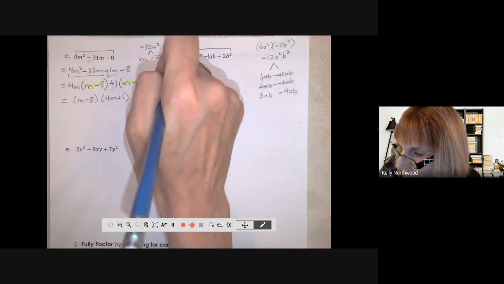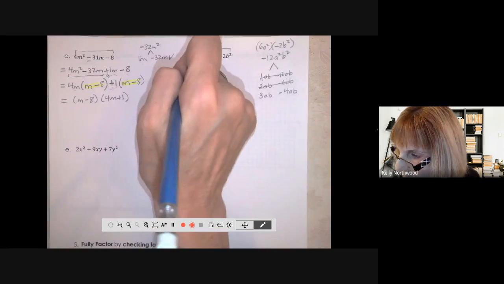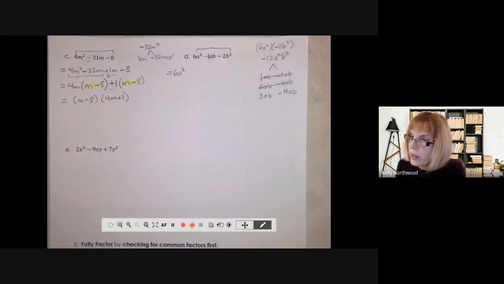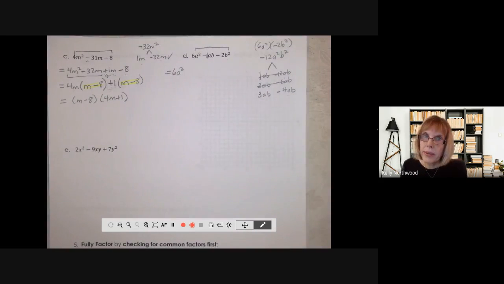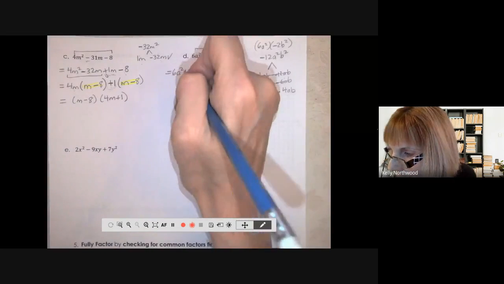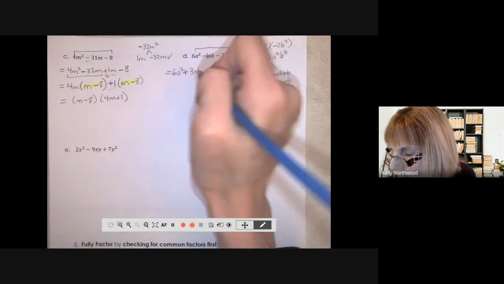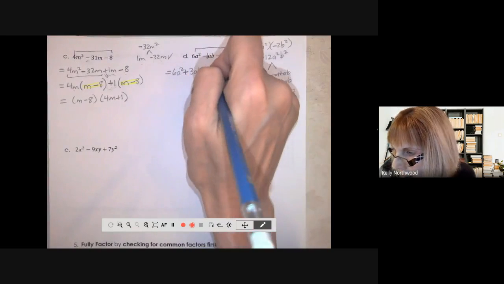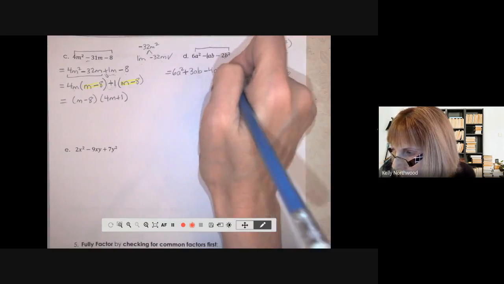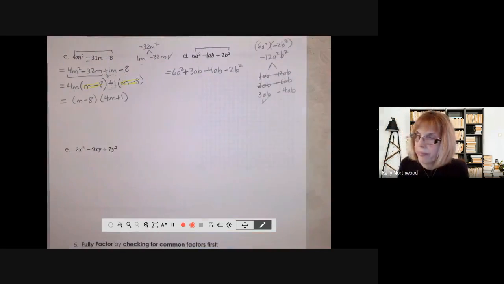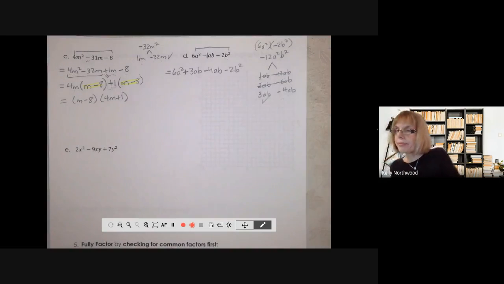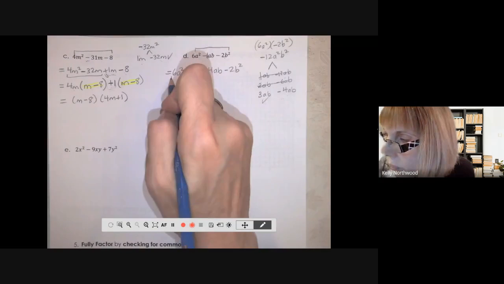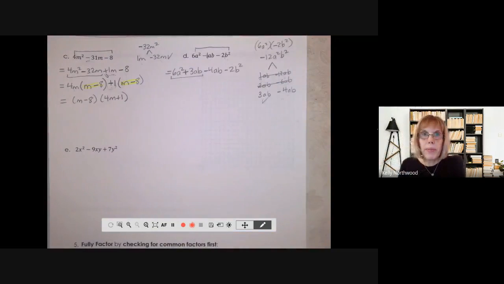Okay, so you're still going to copy down your 6a squared first and see what has more in common with 6a squared. And I would say it's the 3 because 3 goes into 6. So plus 3ab. Then the one you didn't choose, minus 4ab. And then your last term, minus 2b squared. So now you've created factoring by grouping, where you just want to look at what the first two terms have in common.